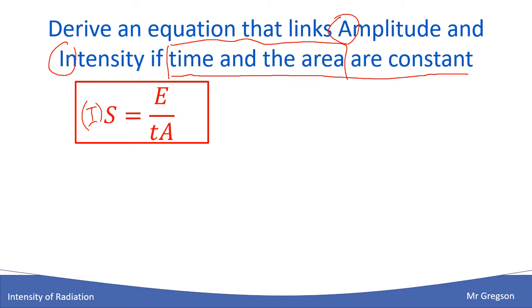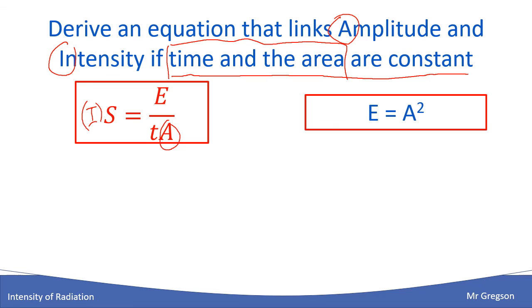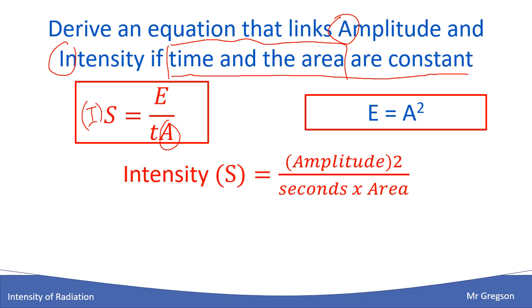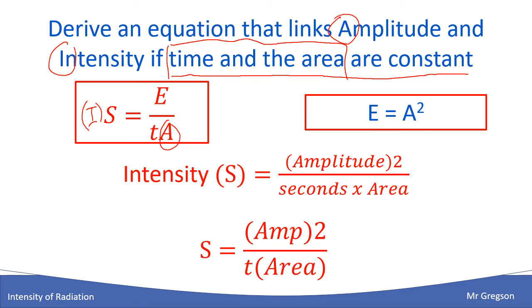That's my equation. There's my energy, there's my time period, there's my area. Please don't mix that up with amplitude. And over here, this is where this can get confusing. Now it is amplitude: energy equals the amplitude squared. So when we rearrange, sorry if I'm rushing through this and you can't pause it, intensity equals the amplitude squared over the seconds times the area, which would simplify down to S equals amplitude squared over T.